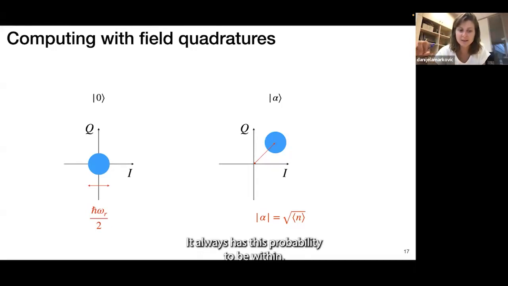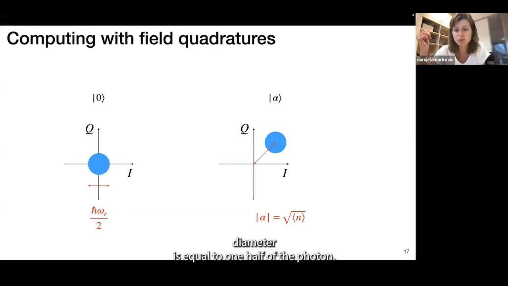It's never just a point. It always has this probability to be within this circle whose diameter is equal to 1/2 of a photon. So we always have an uncertainty of 1/2 of a photon to our state, even when, as you see to the left, the state is vacuum, so there is nothing. Well, there are always some half photons even in the vacuum. And to the right, you see what happens when you inject a laser field in your system. So you will displace this vacuum with an amplitude, at a distance, which is proportional to the square root of the number of photons.